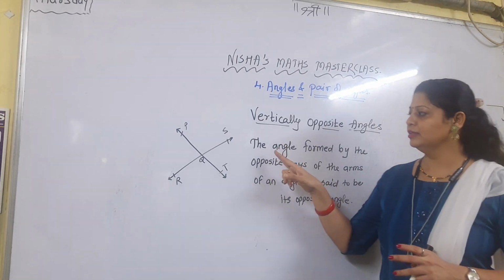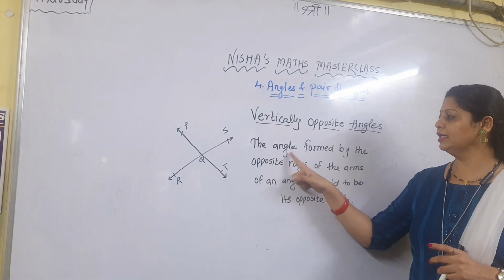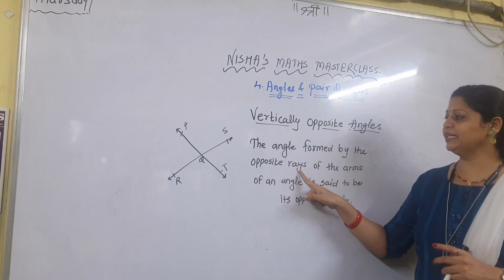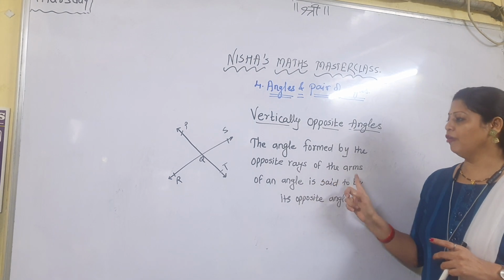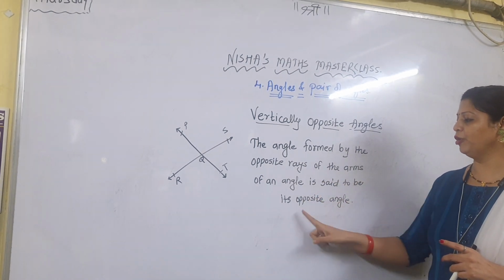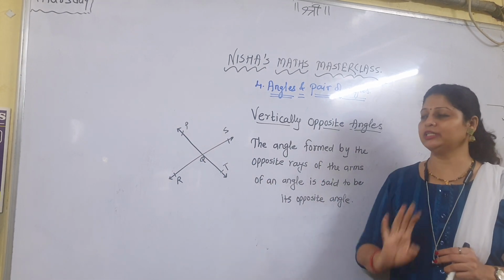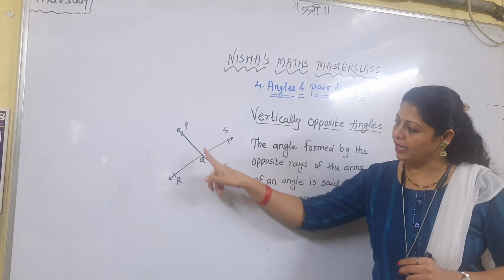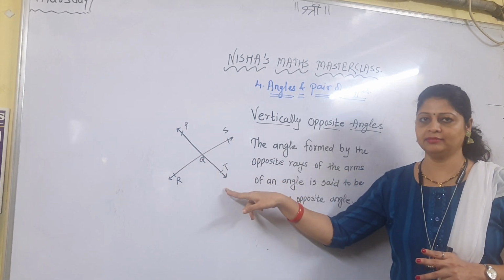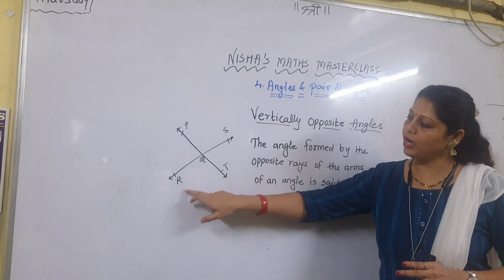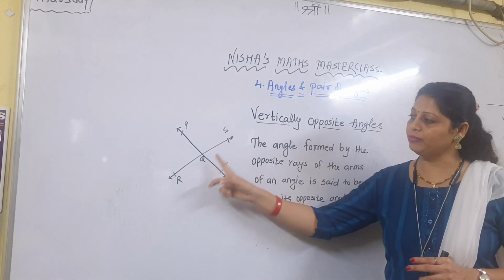Now see children, some most important information is here, that is the angle formed by the opposite rays. The angle formed by the opposite rays of the arms of an angle is said to be opposite angle. Now see, first identify the opposite rays. Here QP and QT are opposite rays. Why? Because those form a straight line. Same like QR and QS, those opposite rays form a straight line.